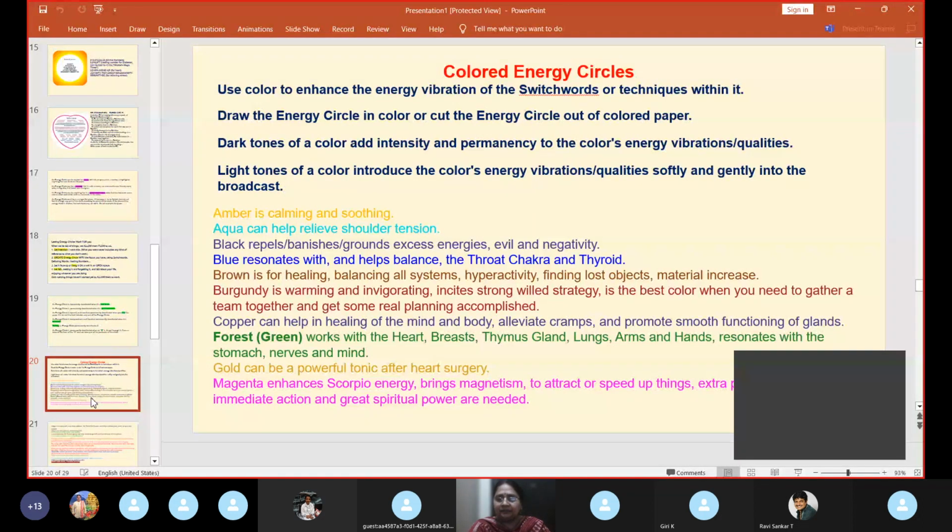The black color is used for repelling the excess or negative energies, repelling the evil energies, or banishing the evil around you, or even to ground you, because grounding has very good effects. All the excess, stale, unwanted energy can be sent back to the Mother Earth by grounding. So black does that work. Blue color in its different shades, the royal blue color, helps balance the throat chakra and the thyroid gland. It is specifically very useful because nowadays we are projecting ourselves to others a lot. So using the blue color is very helpful to heal your throat chakra.